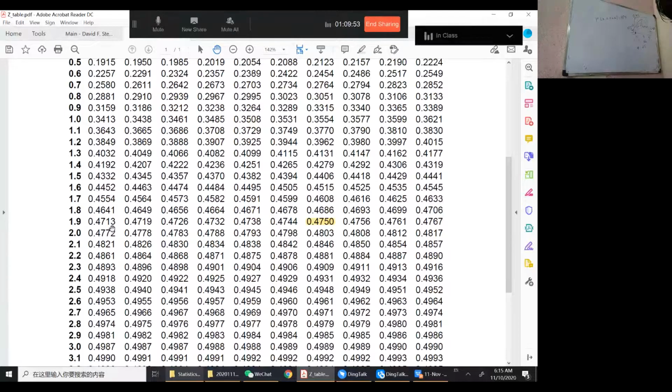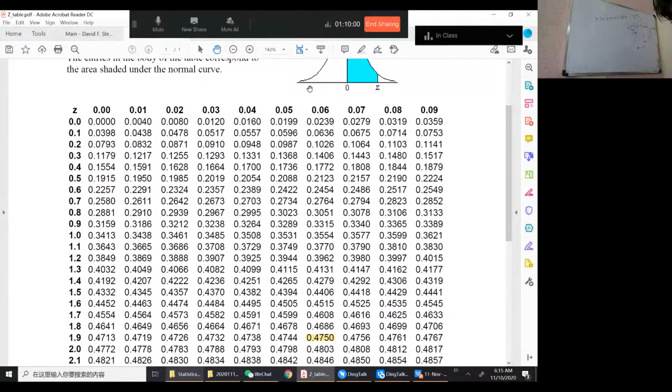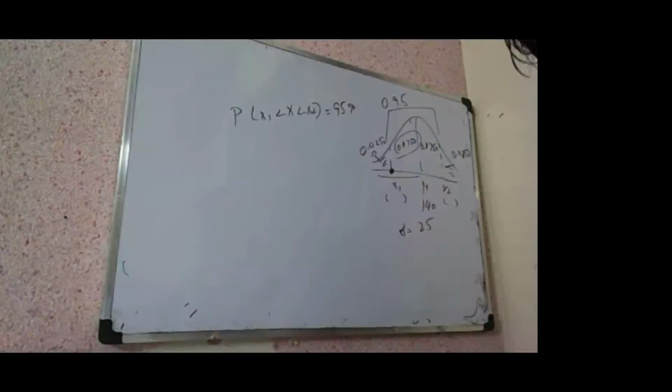So what is this value against? This value is against 1.9, and here you can see 6. So this value is 1.96. So when we see this value in the table, the corresponding z value is 1.96. Because it's on this side, we add a minus. And it's symmetrical, so it is plus 1.96 on the other side. Now we got the z value, minus 1.96.